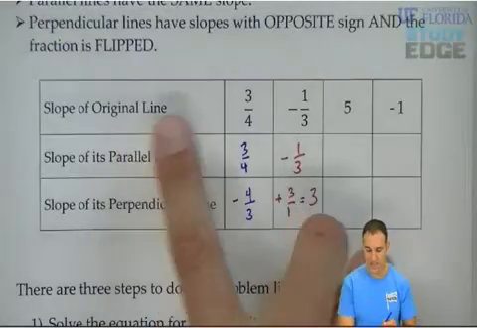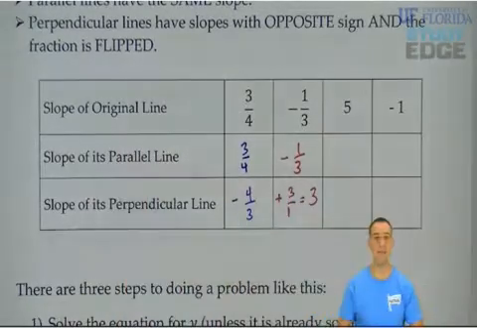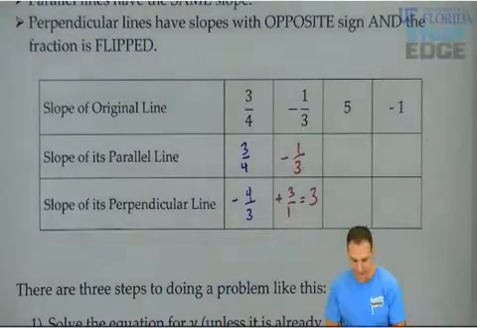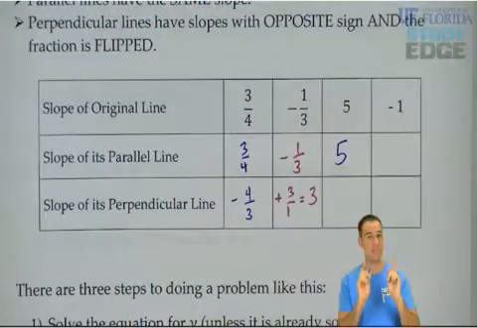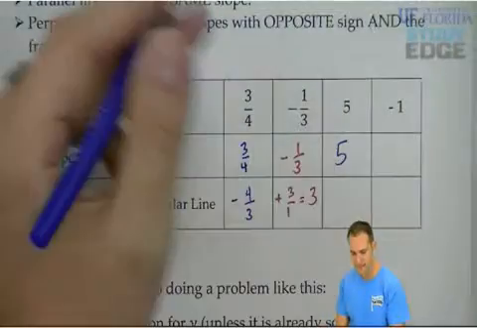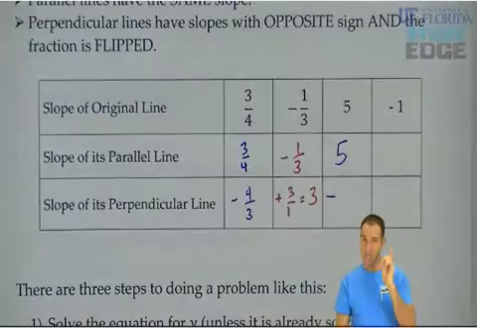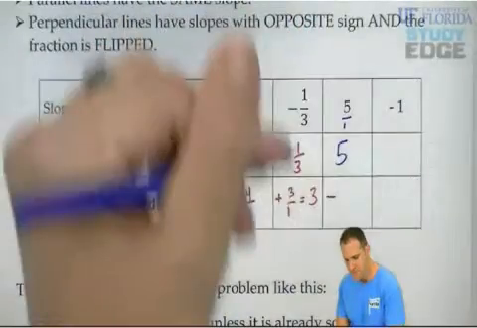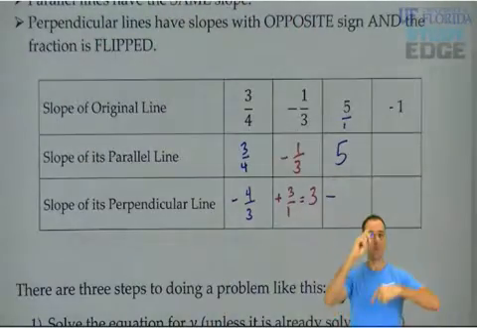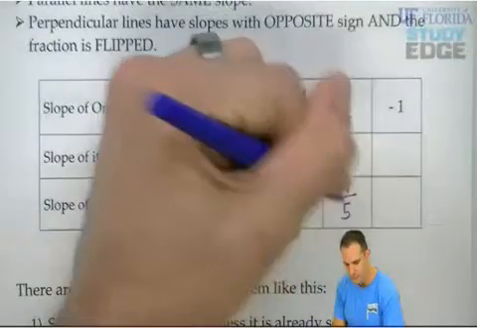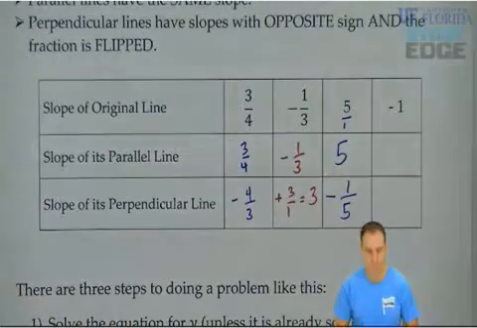If the original line had a slope of 5, the parallel line has a slope of 5. But the perpendicular would be, instead of positive, negative. And do remember, this is 5 divided by 1. So flip the fraction to give you negative 1/5 for the slope of the perpendicular line.